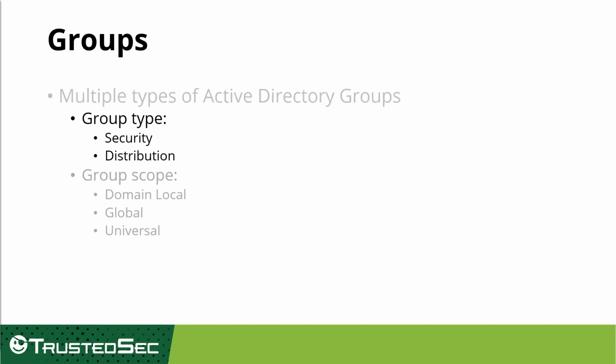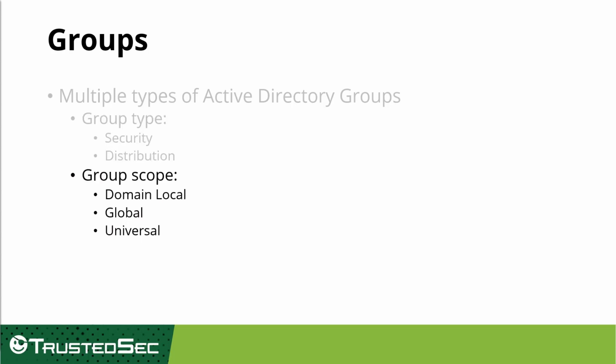There are two group types. It's either a security group or a distribution group. Security groups are in most cases used for defining access, thereby the name security. Distribution groups are often used in cases where you are defining mail distribution groups or similar.